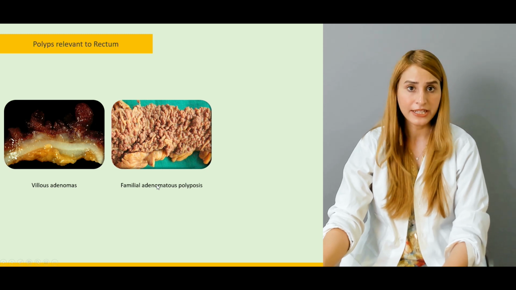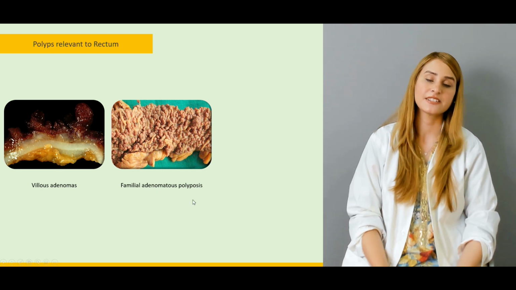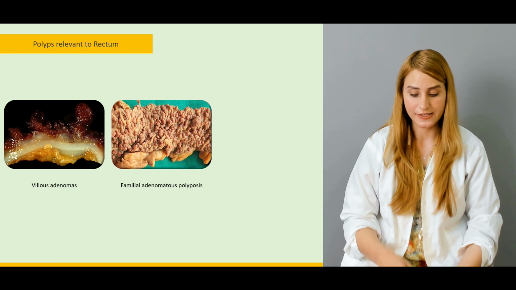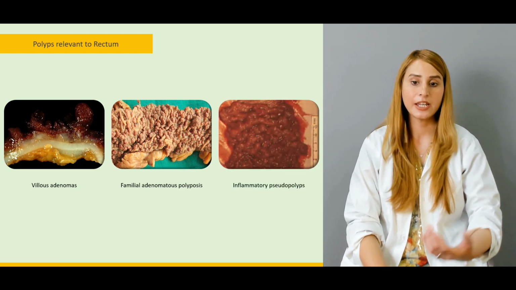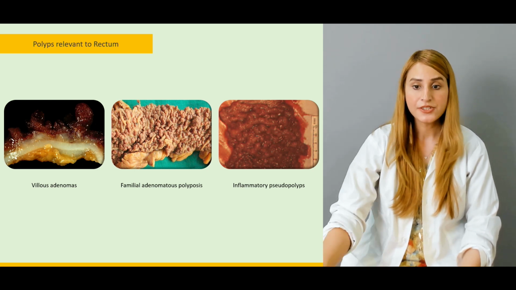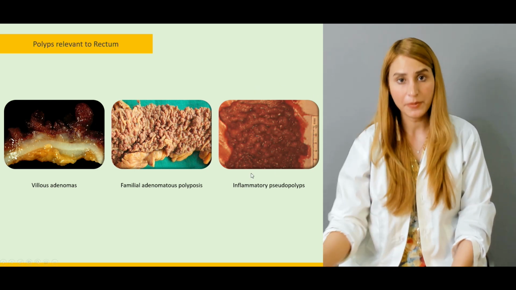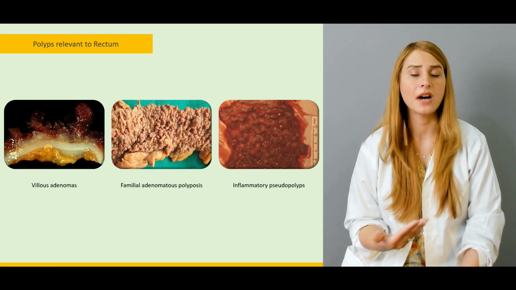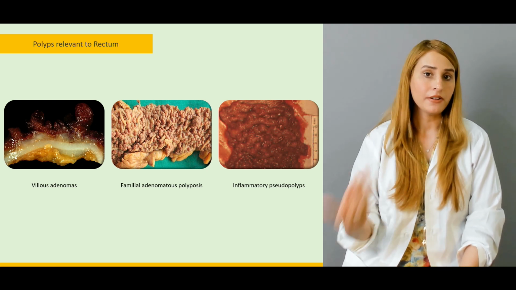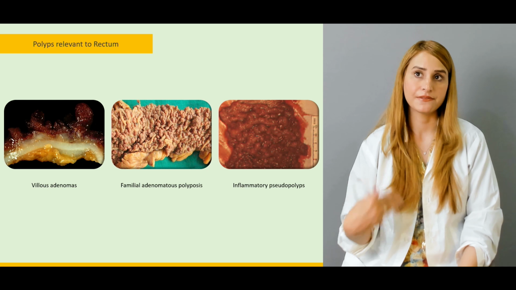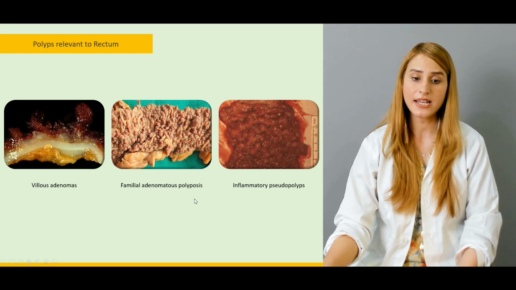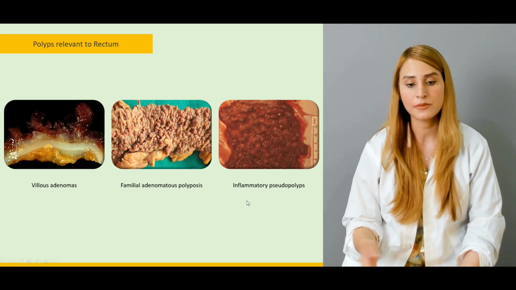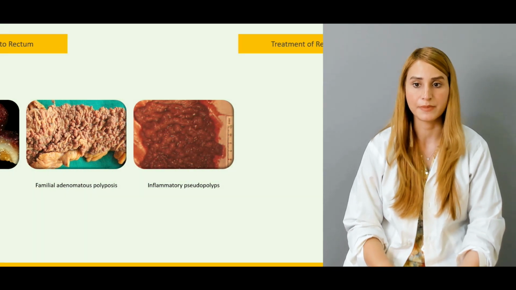This is familial adenomatous polyposis, and it is associated with the APC gene, adenomatous polyposis coli gene, and there can be inflammatory pseudopolyps. So this condition, inflammatory polyps or the hamartomatous polyp, has less risk of malignancy, but in case of the villous adenomas and in case of familial adenomatous polyposis, there is increased risk of malignancy.